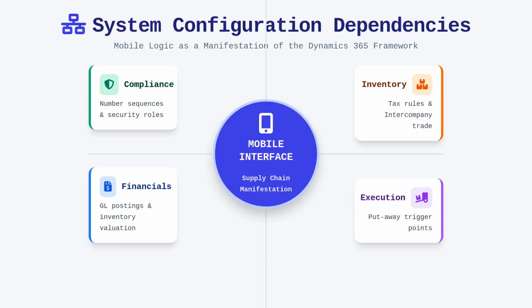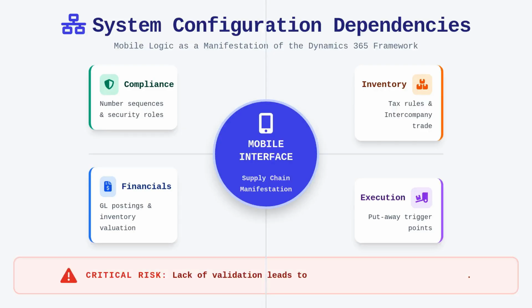Consequently, you cannot treat the mobile configuration as a purely aesthetic or UI-based task. It is a manifestation of the entire supply chain logic. Failure to validate these dependencies often results in execution errors that are difficult to debug in a live production environment.